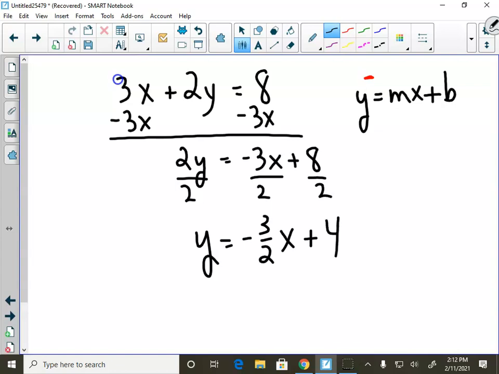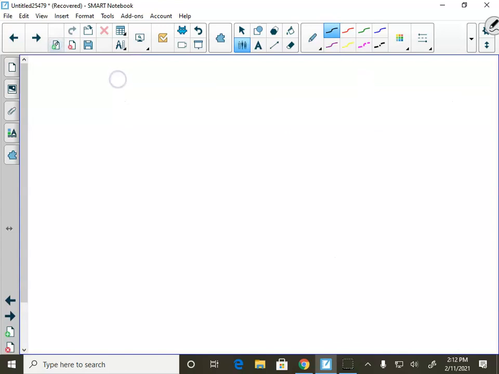And there we are in slope-intercept form, just like that. Piece of cake, nothing to it. But what if we have something that's in slope-intercept form and we want to put it into standard form? Well, let's take a look. Let's say we have y is equal to negative 2/5 x minus 7.